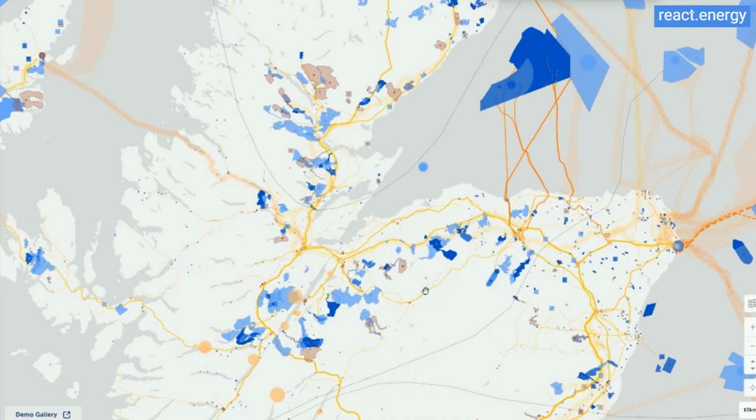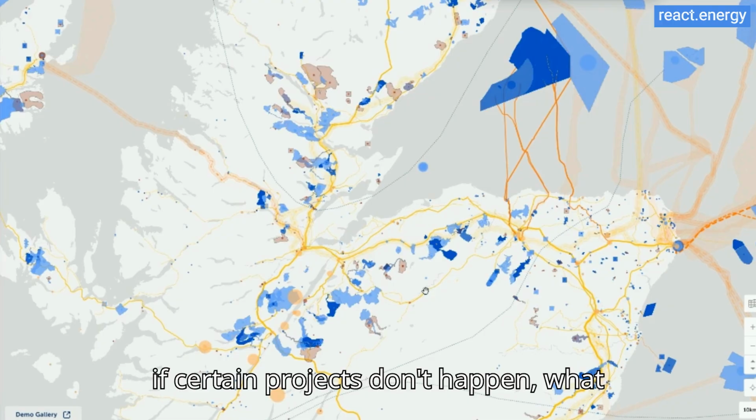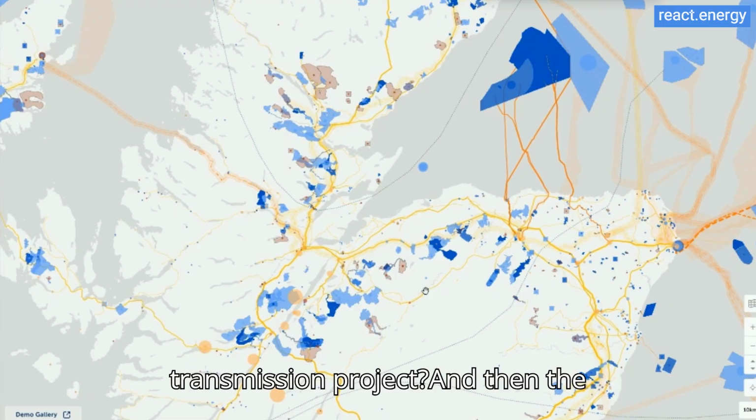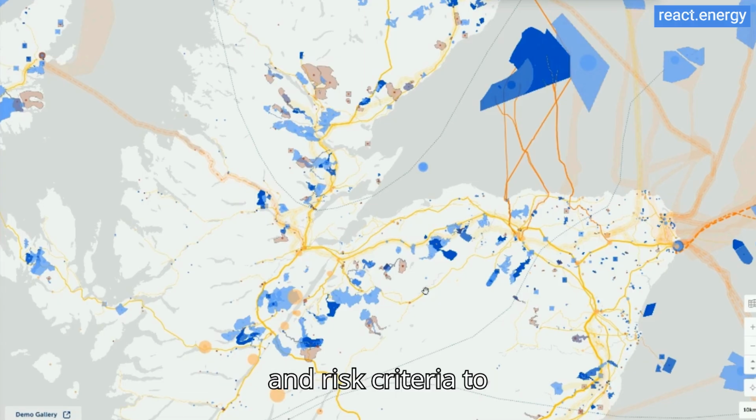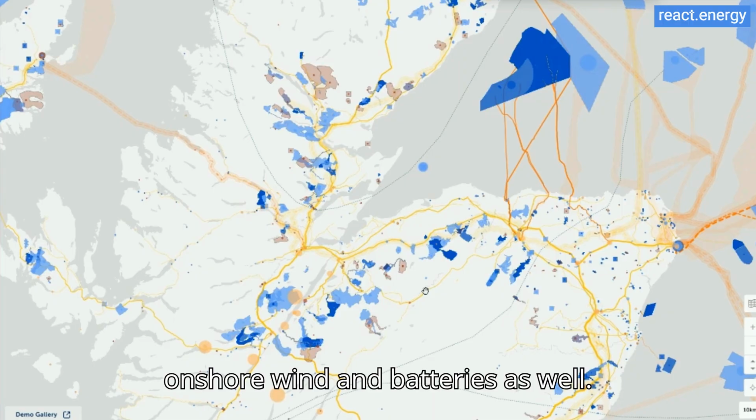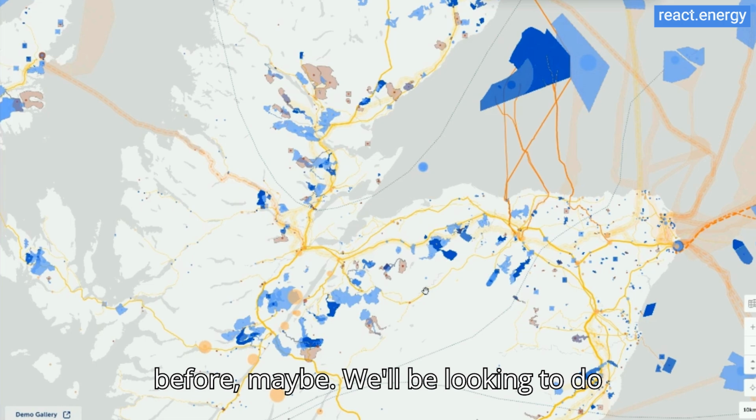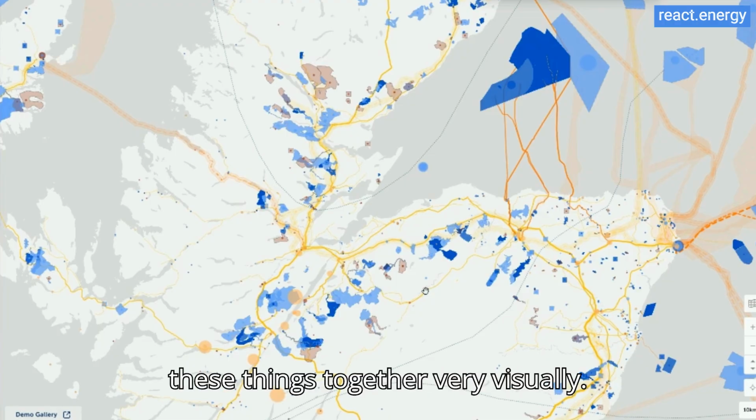So linking together schemes and future projects, and then doing scenarios where if certain projects don't happen, what might that do to the capacity that's linked to a transmission project. And then the other one is starting to look at success and risk criteria, particularly onshore wind and batteries as well. I guess a lot of this work's been done before, maybe. We're probably looking to do it in a deeper way, and then bring these things together very visually.